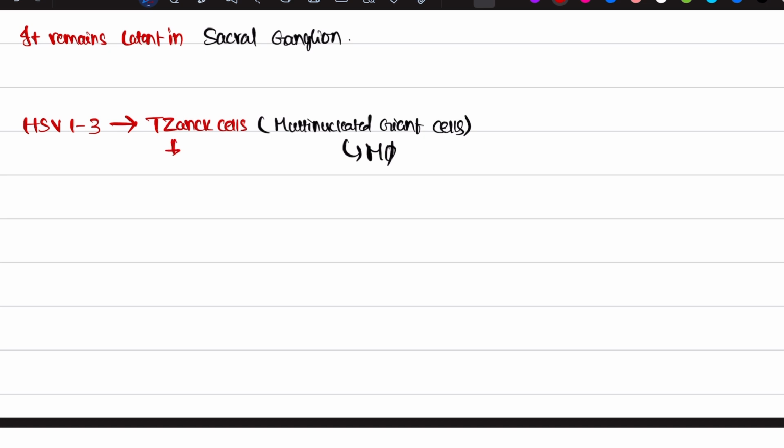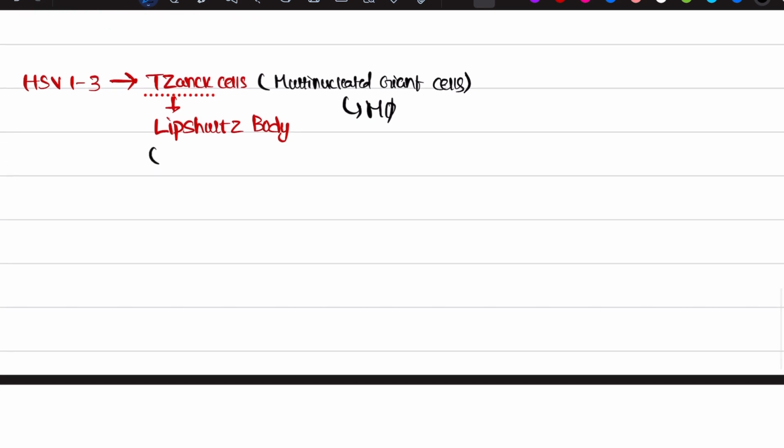This is also called Lipschutz cells. I am going to tell you again, Lipschutz body. What is this Lipschutz body? Lipschutz body is nothing but intranuclear inclusions. Okay, Lipschutz body is intranuclear inclusions. This intranuclear inclusion comes under Cowdry type A.